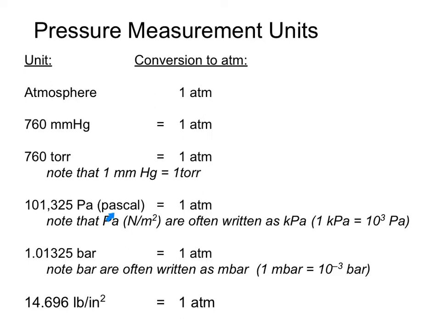Pascals are another often used unit. 101,325 pascals are also equal to 1 atm. We quite often think in terms of kilopascals if we're using pascals as our unit of measure.